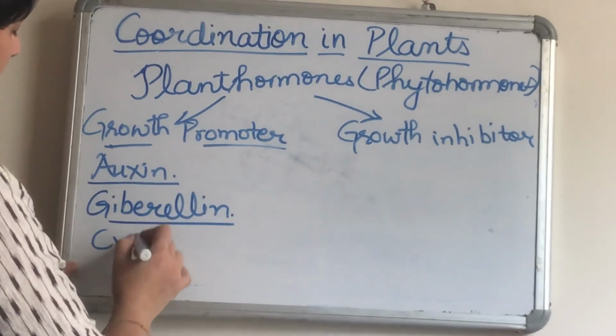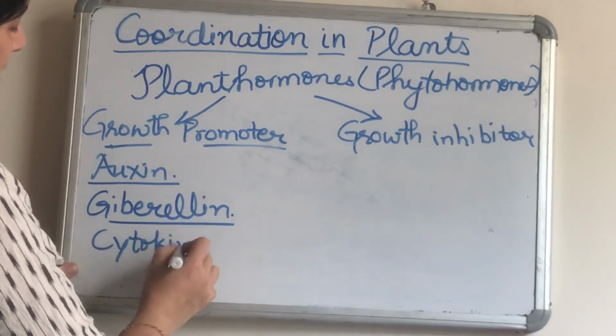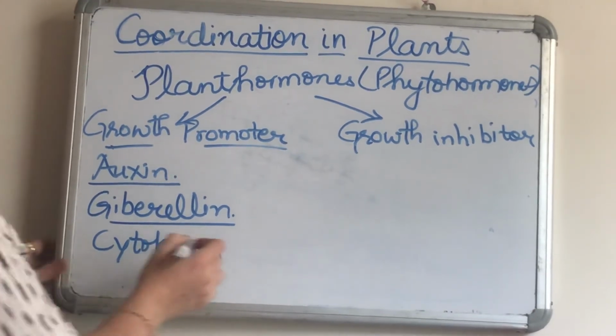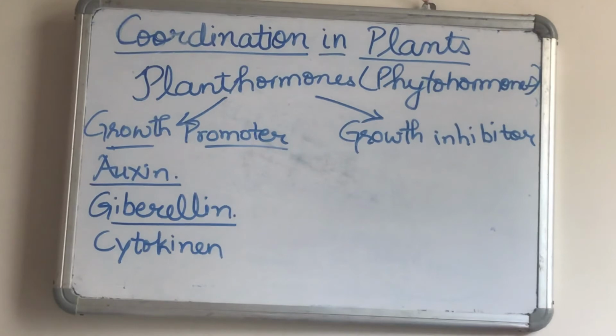Third is cytokinin. Cytokinin helps in the enlargement of cells, and it is essential for cell division, and it is present in the growing areas of rapid cell division in fruits, etc.